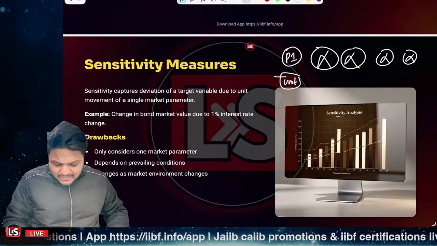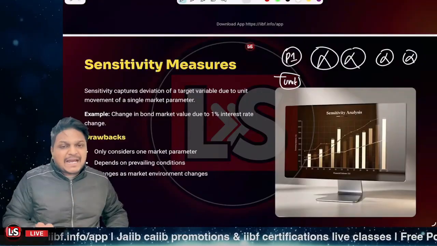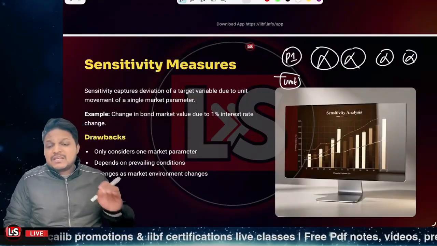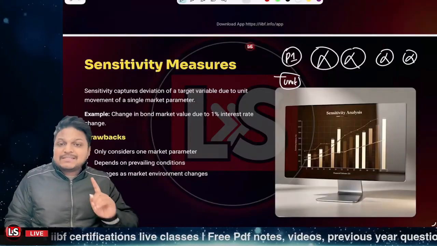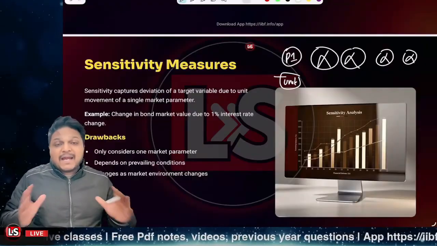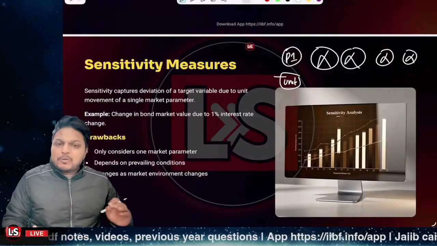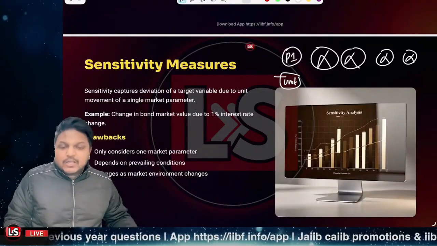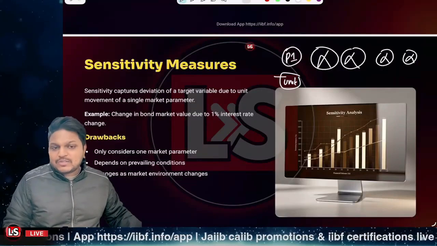That is a sensitivity, right? So that is the case related to it. But sensitivity has its limitations. One limitation I already told you: in the case of sensitivity, you check only one single parameter. You don't check multiple parameters. In real-life practical scenarios, multiple parameters act simultaneously. So this is a very big drawback related to sensitivity.